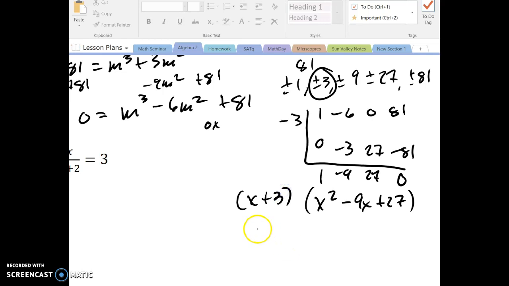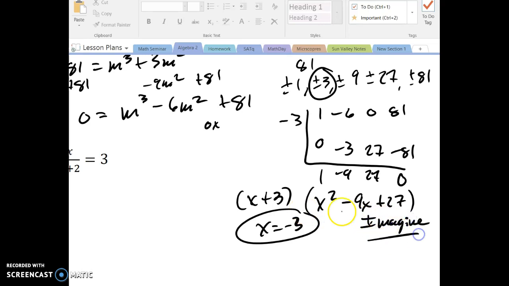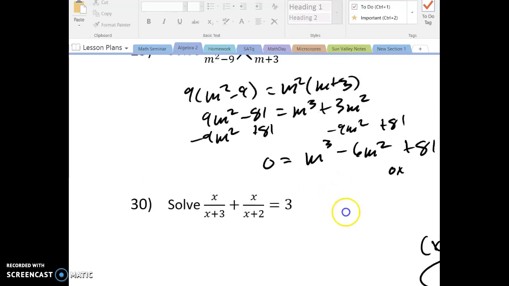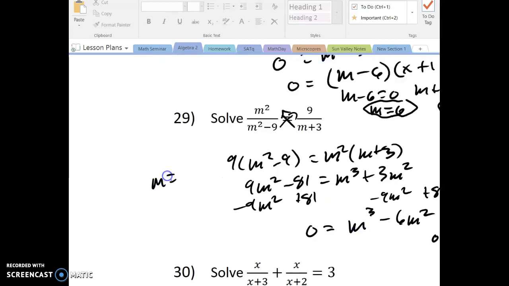So if I'm going to separate and solve this, this is going to be negative 3. And then this is going to be an imaginary solution if I use my quadratic formula, is what you'd have to use. And so that's actually not going to work. So then negative 3 would be the answer. So m equals negative 3.